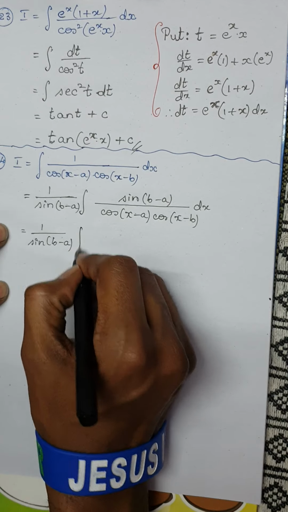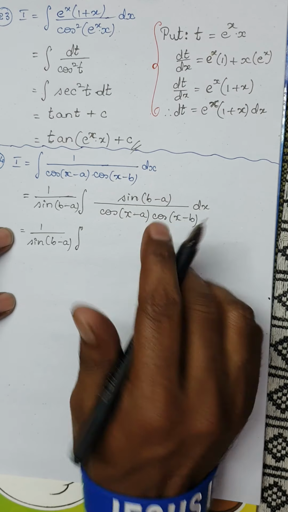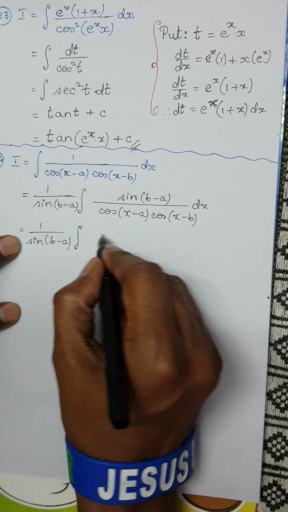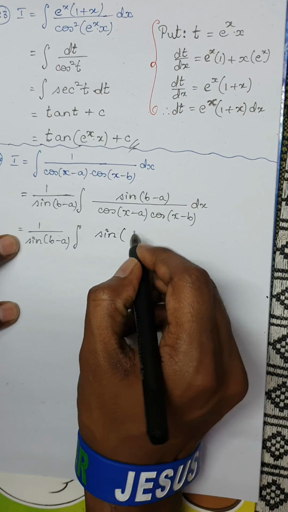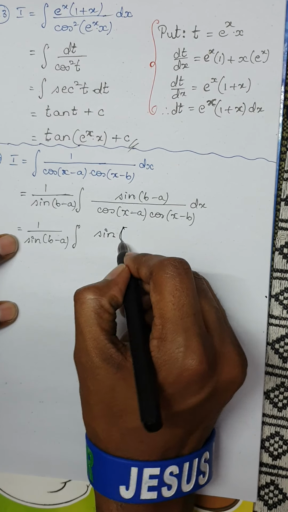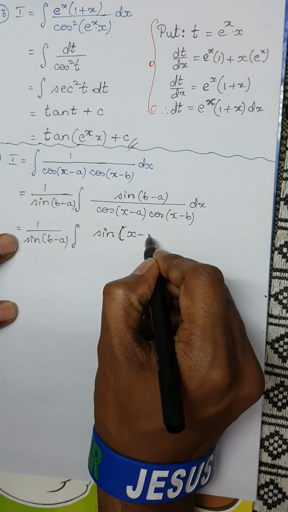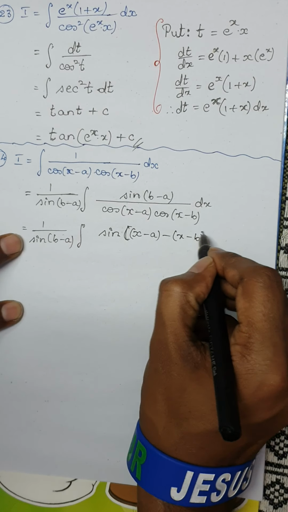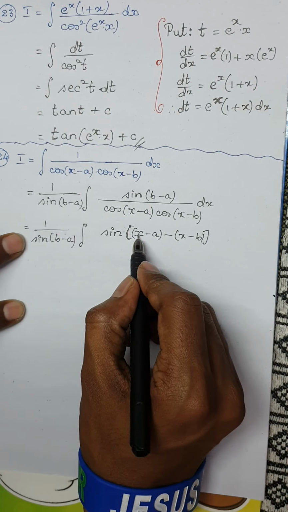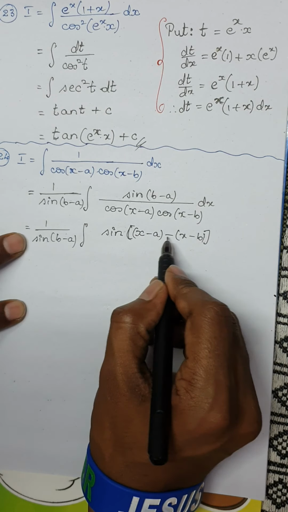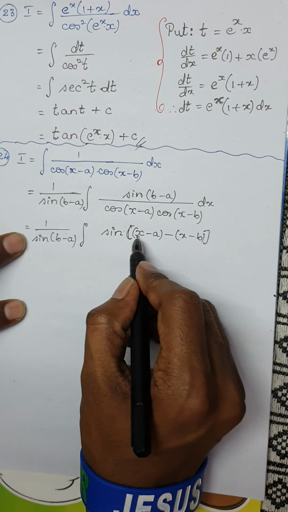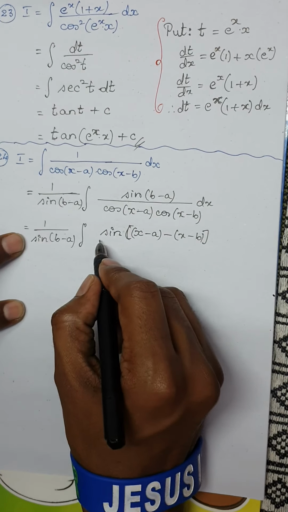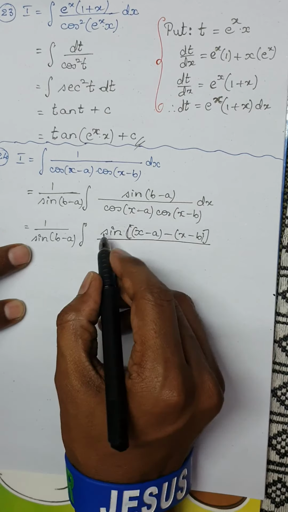Integral of, now look here, in b minus a, I'm going to add and subtract x in the numerator. See how I'm going to do it. I'm going to write sine of, I'm going to take this b minus a as x minus a minus x minus b. Look here. If you split this, I'll get x minus a minus x plus b. So minus x and plus x will get cancelled. I'll get plus b minus a back, the given constant.